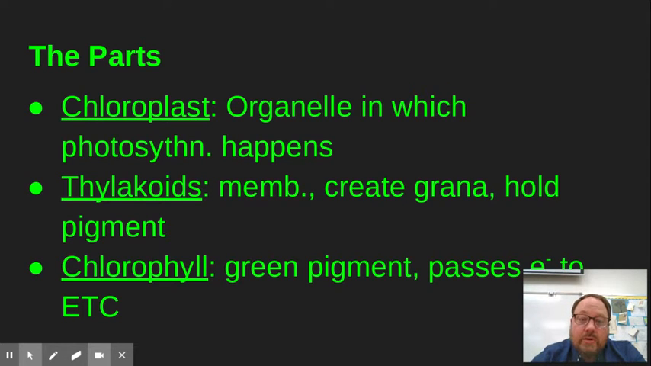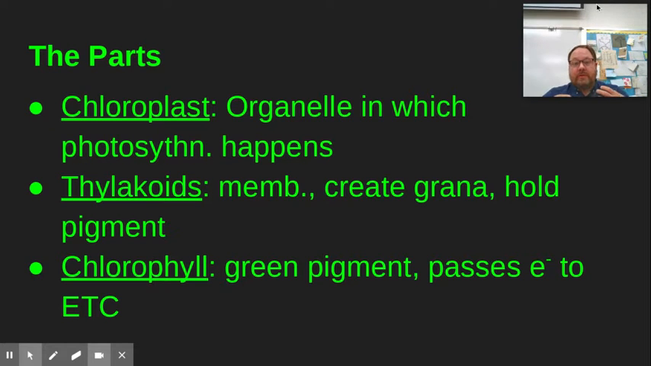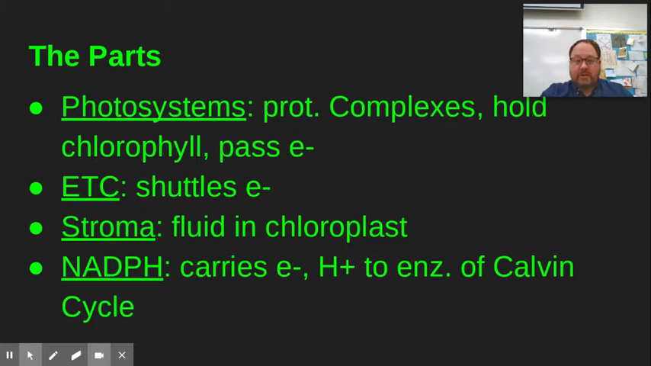And these thylakoids are important because that is where the light reactions occur. The thylakoids have the green pigment that actually makes the chloroplast green. Chlorophyll is that pigment, and chlorophyll is important because as a pigment, it absorbs light energy. And when it absorbs that light energy, it excites electrons that end up getting passed on the electron transport chain.